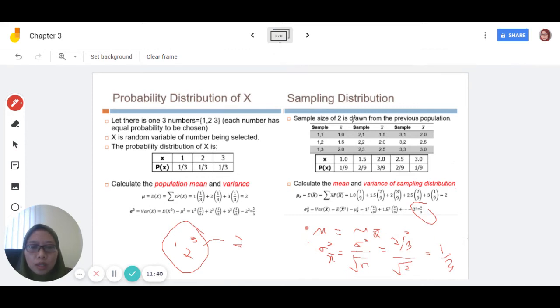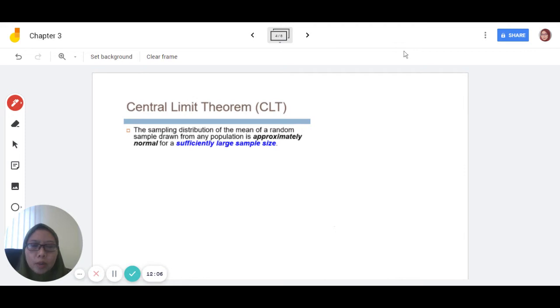So this is the formula. The mean of the population is equivalent to the mean of the sampling distribution, and the variance of the sampling distribution is equivalent to the variance of the population divided by the sample size, which is n. From here we can find the probability of the sampling distribution.